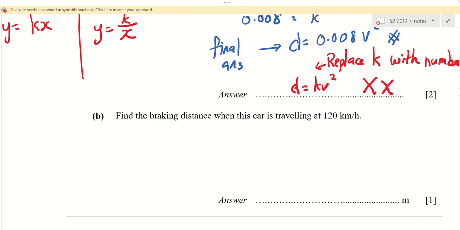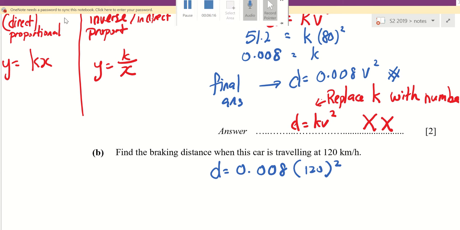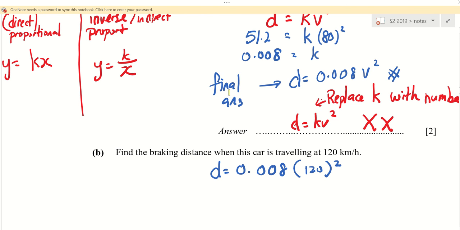Then let's go through to part B. They say, find the braking distance when the car is traveling at 120. Right? So, Zhe Xuan, 120 refers to D or v? v. Very good. So, you write d equals 0.08 times 120 squared. What's the answer for A? I highlight for you. The final answer is this.